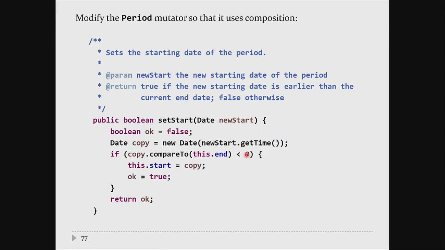So how do you fix it? Well, you've got to make a copy. This is basically the copying lecture where you have to copy stuff. So if you want to change the start time, you have to copy the incoming start time, and check the copy. Check to see that the copy is in fact okay. So does the copy come before the current end time? If so, I can set the start time to be equal to the copy, and then set OK to true.